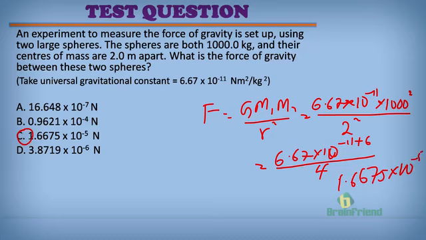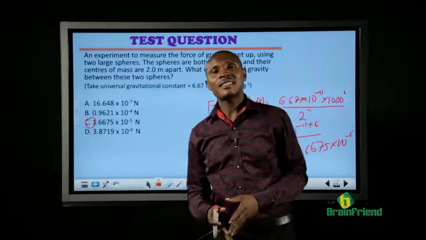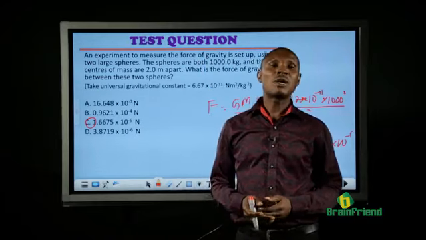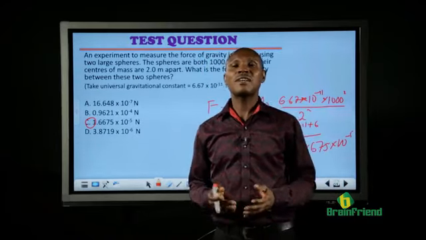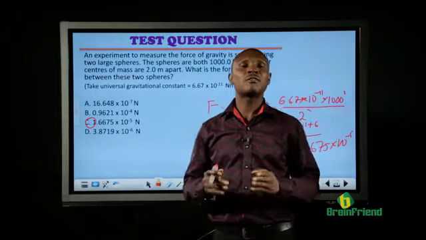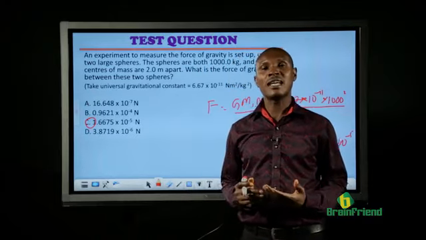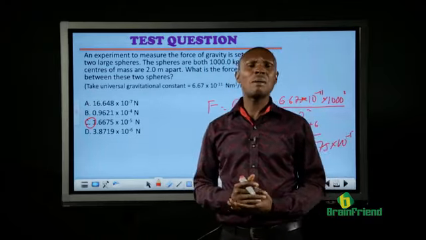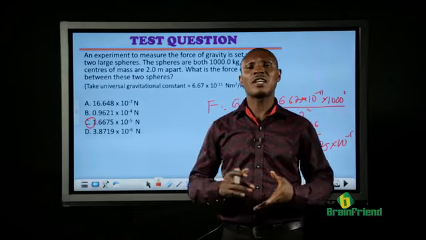The answer is C. Having done this class, I want to believe that we've been able to achieve something today. I know after today, you can comfortably say, I've done gravitational field, where you can be able to state Kepler's laws and be able to do some calculations involving gravitational field.